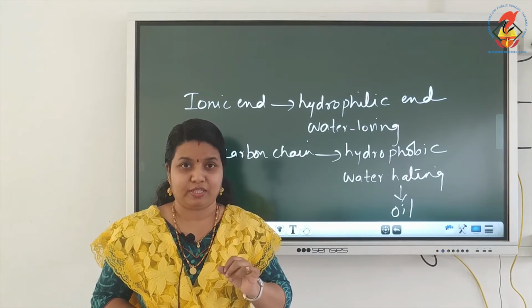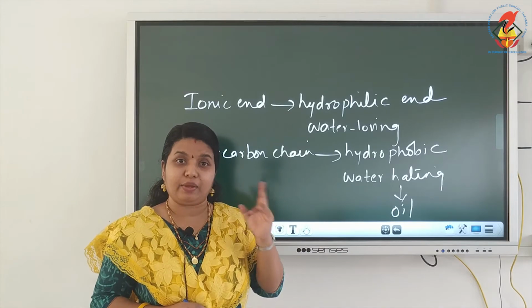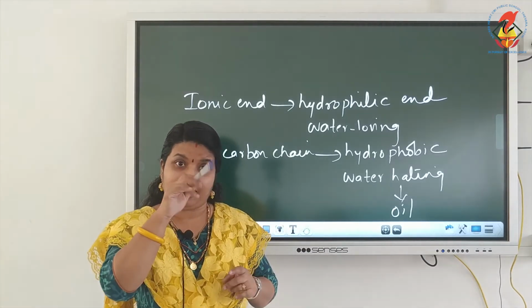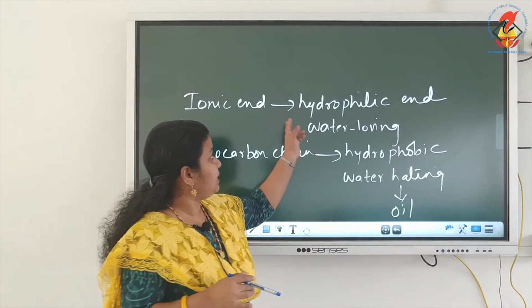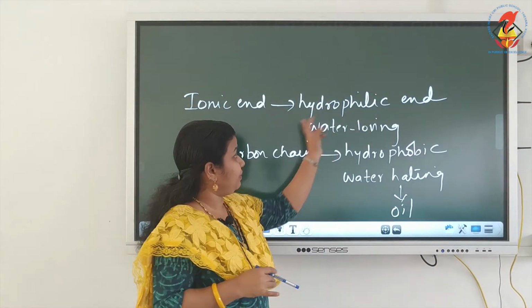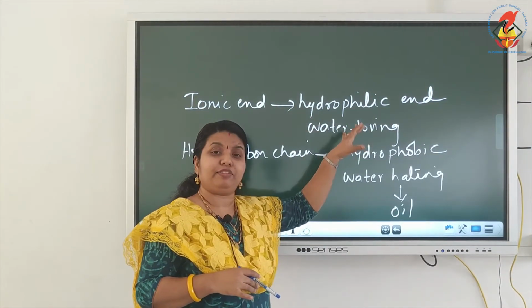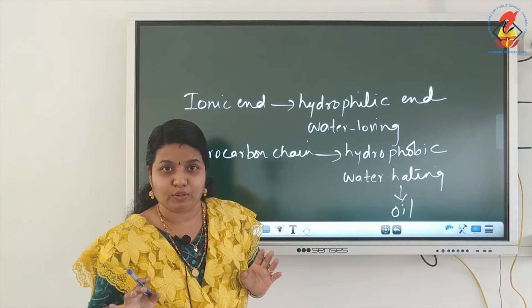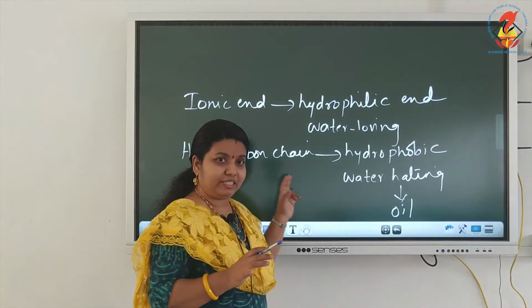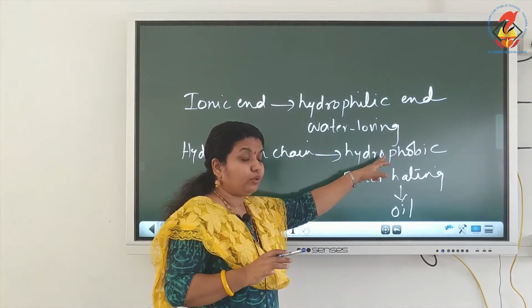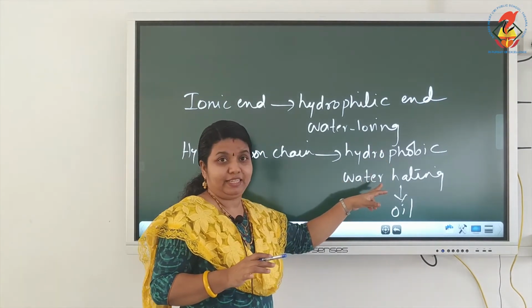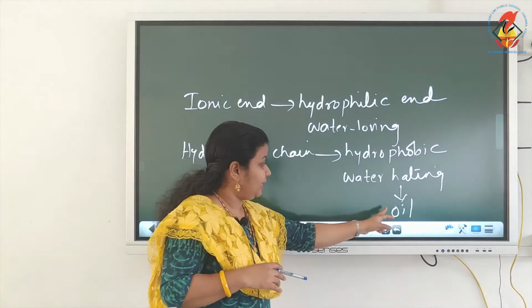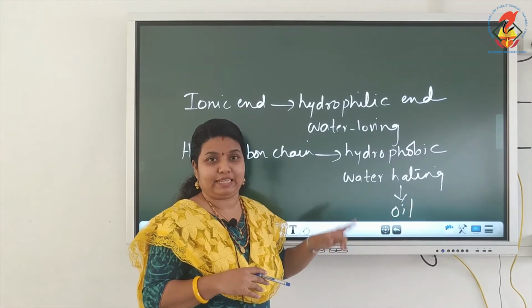Soap has two ends. Ionic end COONa, that end is the ionic end which is hydrophilic. Hydrophilic means water loving. It has an affinity towards water only, no affinity for oil or grease. Then the hydrocarbon chain is hydrophobic. It is water hating, it has no affinity for water. It has an affinity for oil, grease, etc.